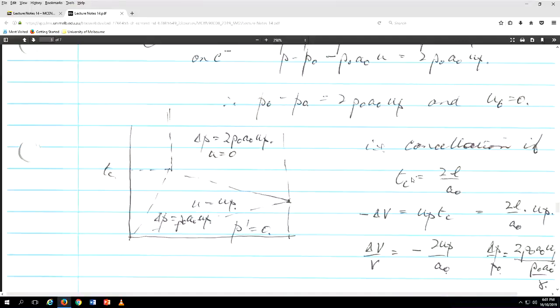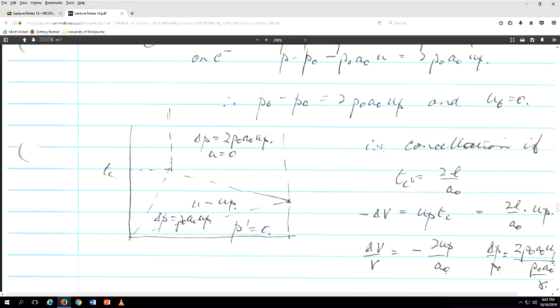So what is the change in volume from here? And would I expect this pressure to arise from an isentropic compression? Well, let's just see what I get. So the change in volume is the velocity of the piston times the time Tc, but the time Tc is 2L over A naught, so it's 2L over A naught UP.